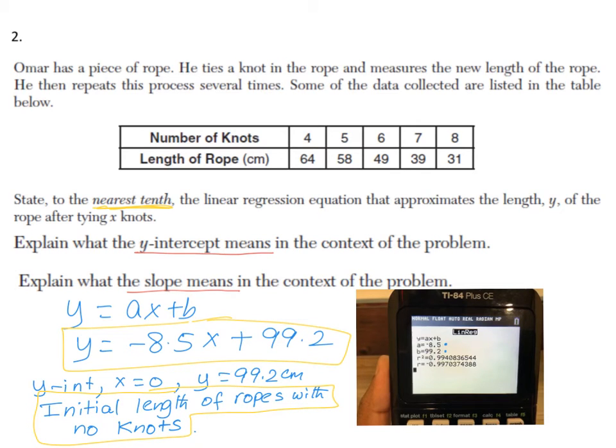And then what does the slope mean? Negative 8.5. So this means that the length of the rope is decreasing by 8.5 every time you put a knot. So every knot decreases the length of the rope by 8.5 cm.